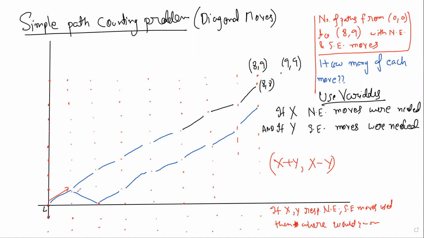Every time you make a southeast move, you contribute to the x coordinate, right? And the difference is where you end up in the height. So every time you make a northeast move, you go up one unit, and every time you make a southeast move, you come down. So the net effect, the net rise, would be that difference. I suppose that is very clear. Okay.